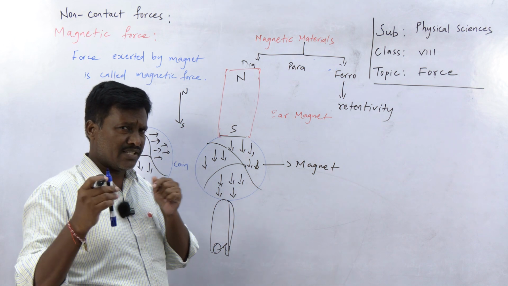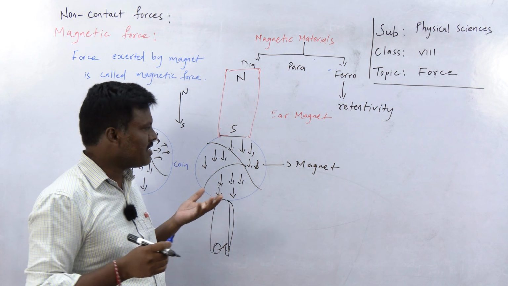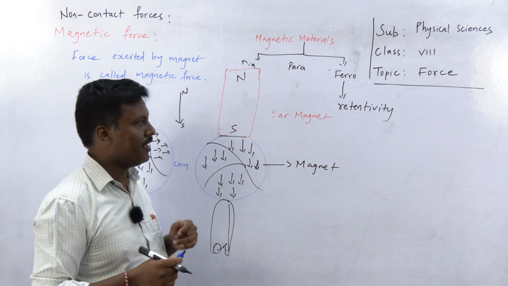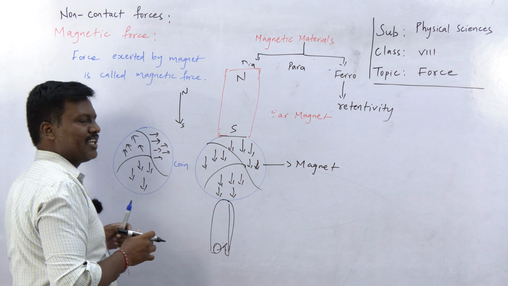Okay, so you have just seen the video, right? This coin is able to hold the safety pin for a long time. What is the reason? This is the reason. Okay, right. So I hope you understand. The force exerted by the magnet is called magnetic force.